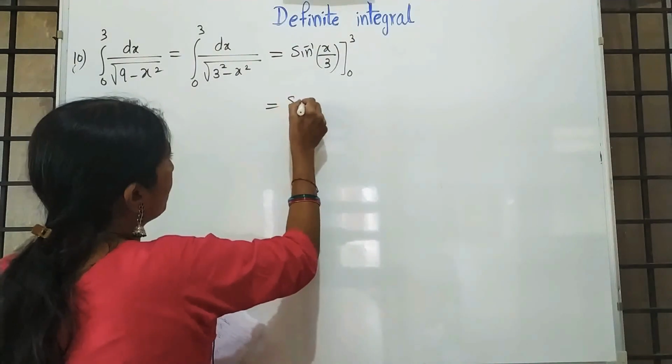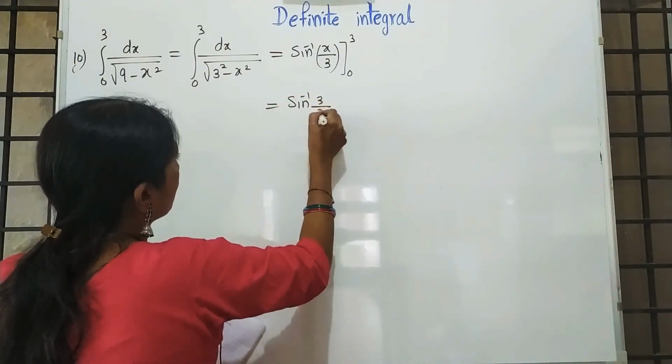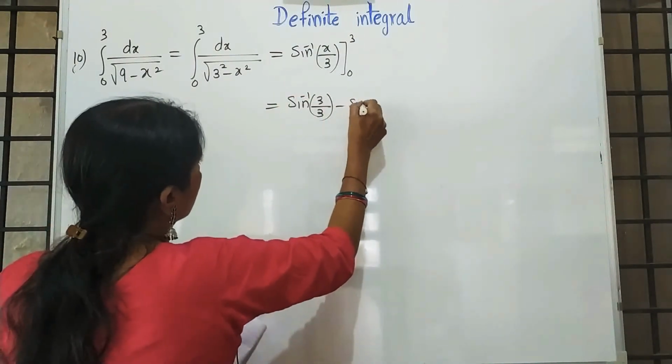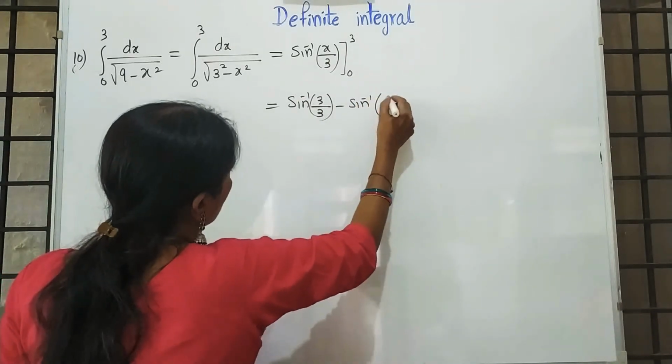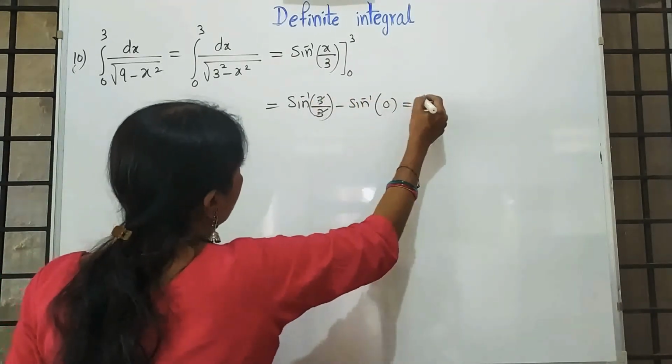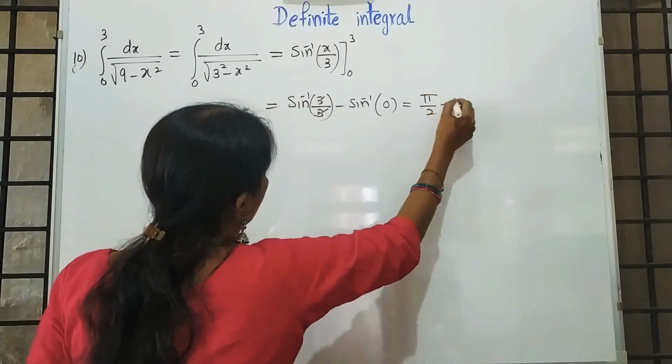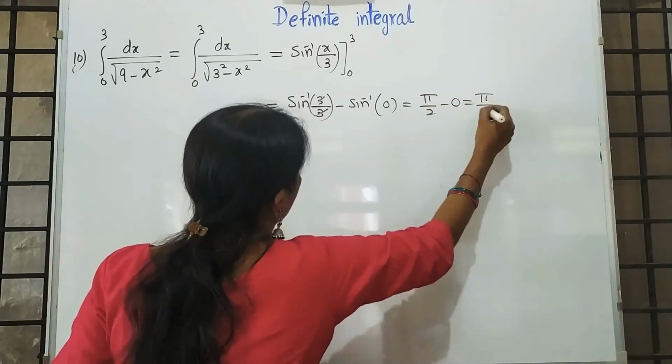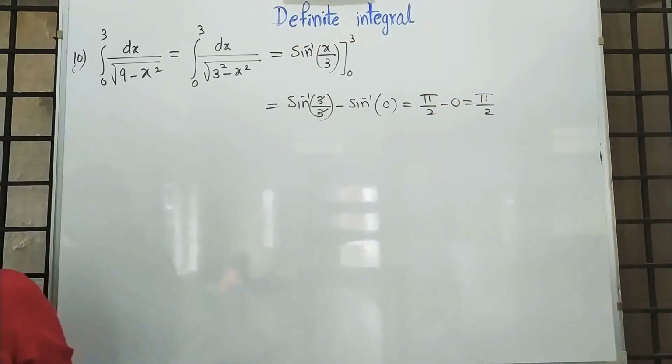Then first upper limit. 0 upon 3 is 0. Here 3 gets cancelled. Sin inverse 1 is pi by 2 minus 0. That is pi by 2. Moving to the next question, that is question number 11.